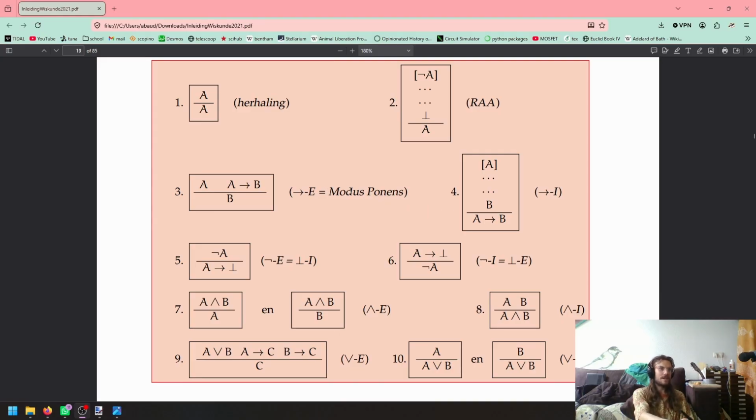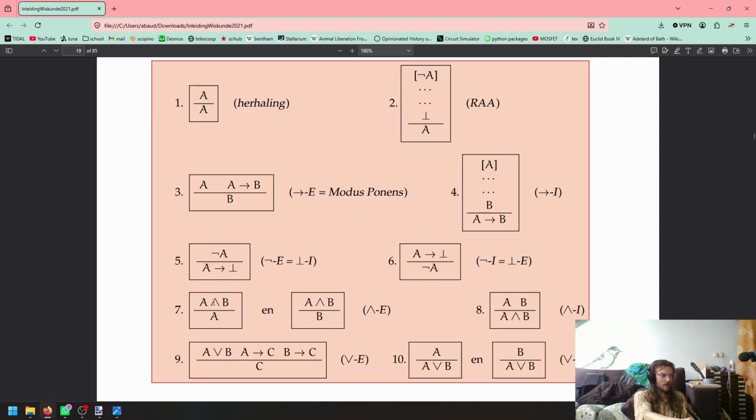Oh, so I was right at the start. The elimination is called the modus ponens. Okay, it doesn't matter. So the introduction of the arrow is the thing where you remove the assumption. And then this is the elimination of the negative. So you can say that the proposition implies false if it is the negation of the proposition. And you can introduce the negative like that also.